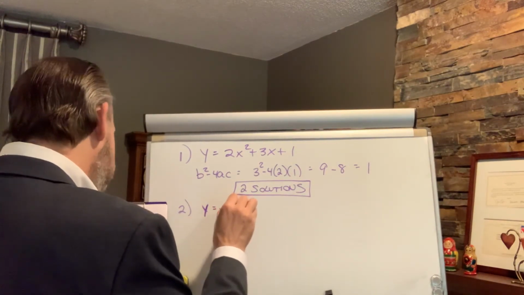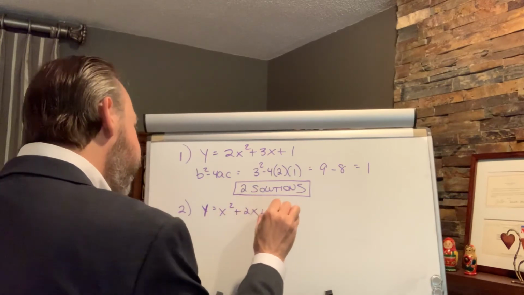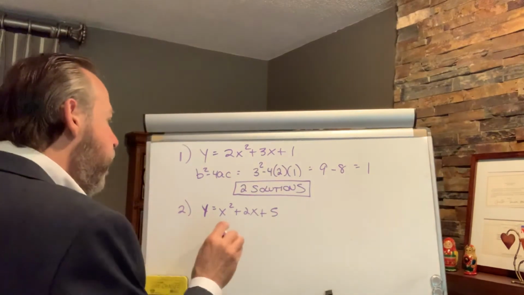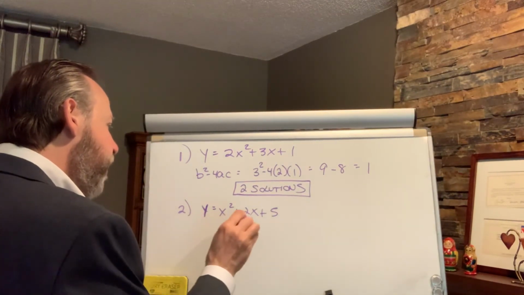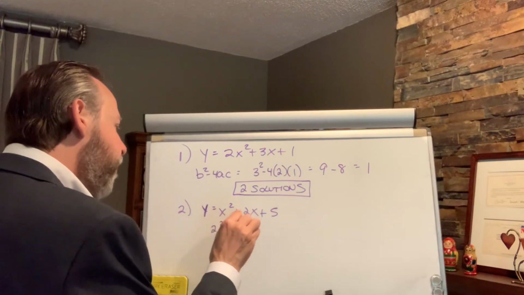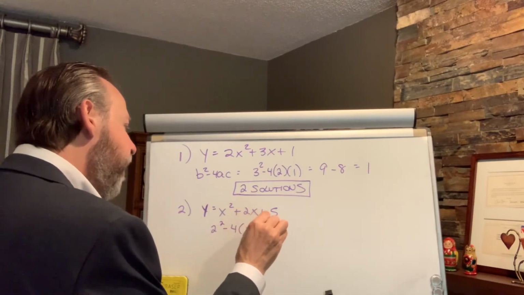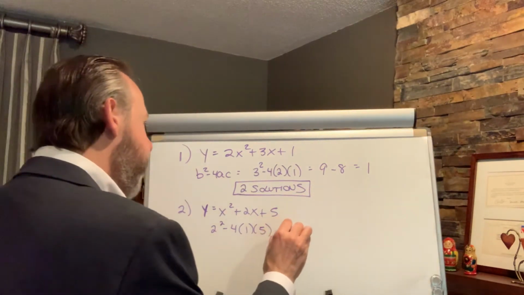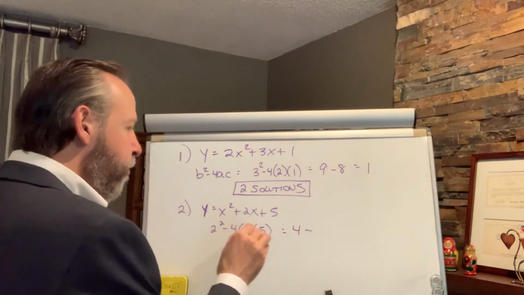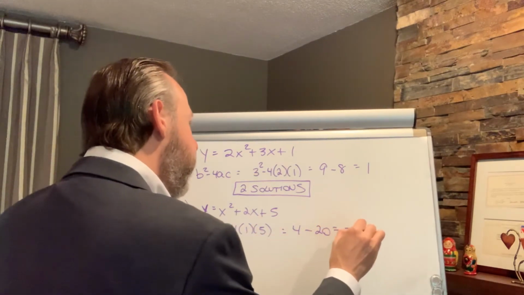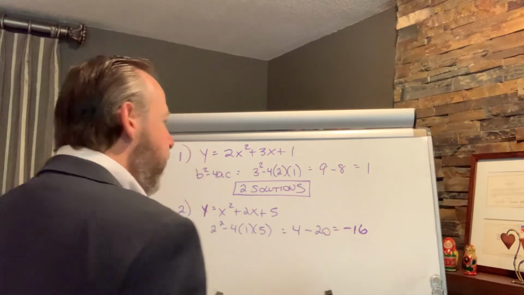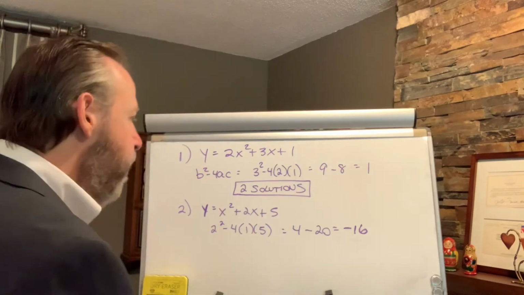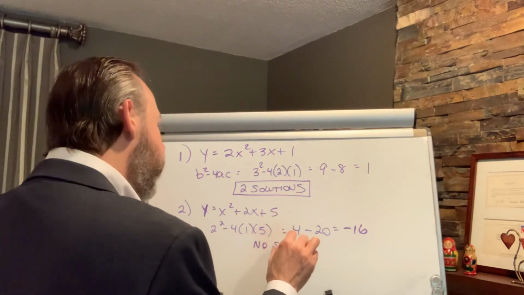How many solutions will there be to the following quadratic equations? Y equals x squared plus 2x plus 5. Again, just how many solutions will there be? So b squared minus 4ac, that is 2 squared minus 4 times 1 times 5. So what is the answer to the problem? Well, I get 4 minus 4 times 1 times 5 is 20, and that's negative 16. Negative 16 is a negative number, and if the discriminant is negative, there are no solutions.